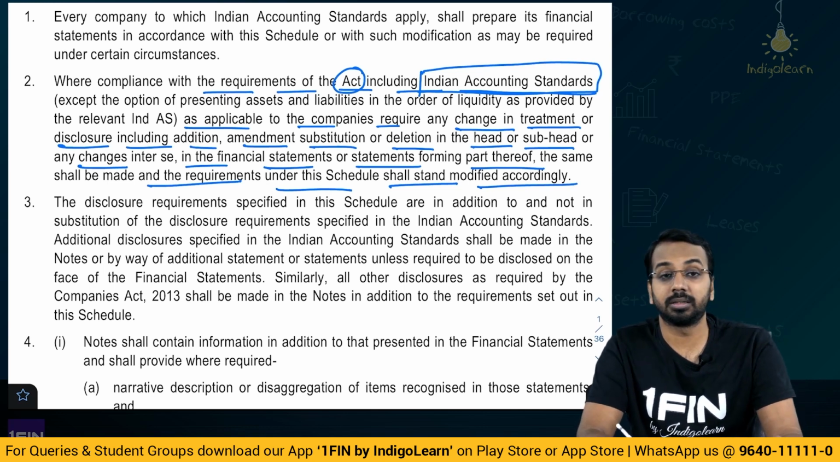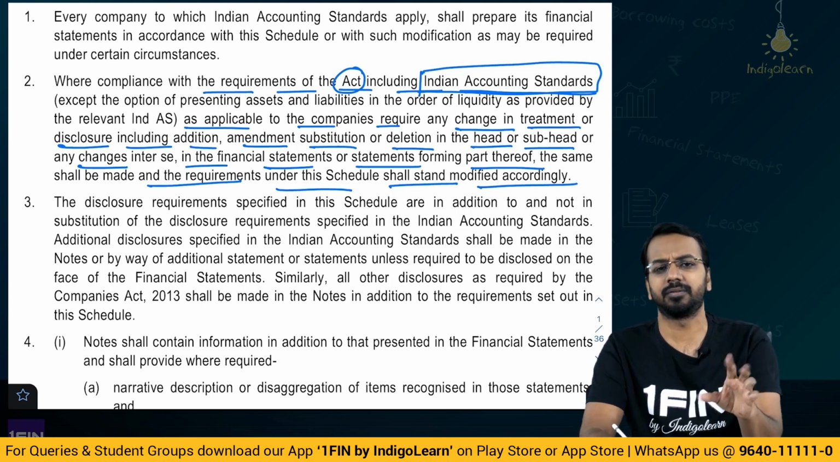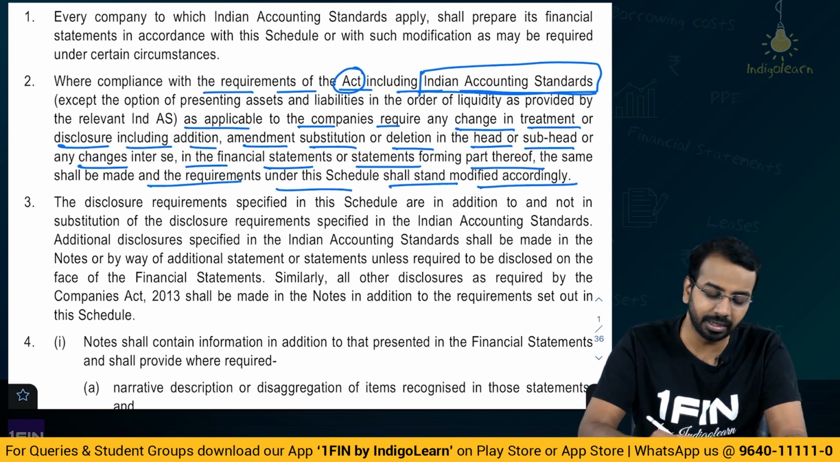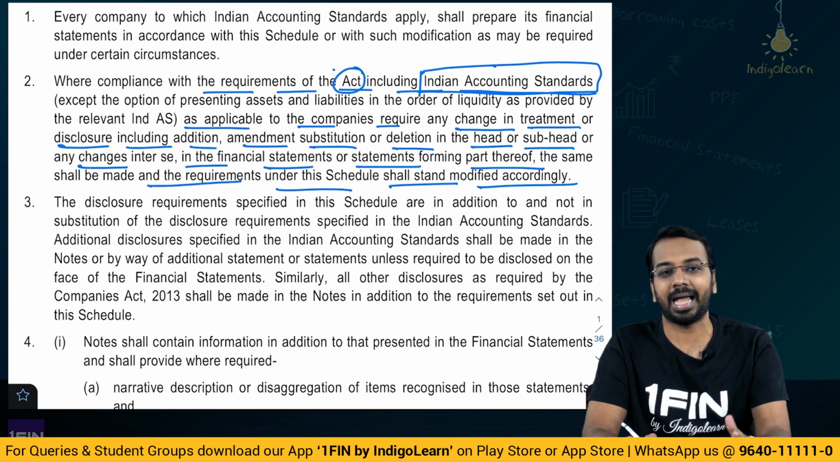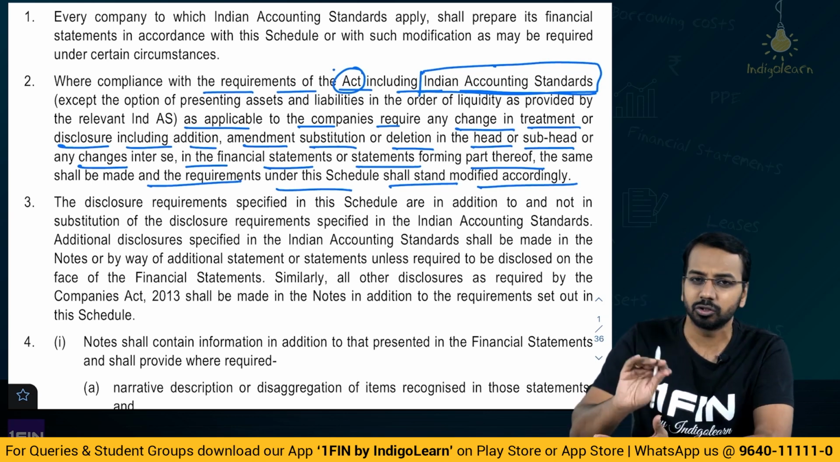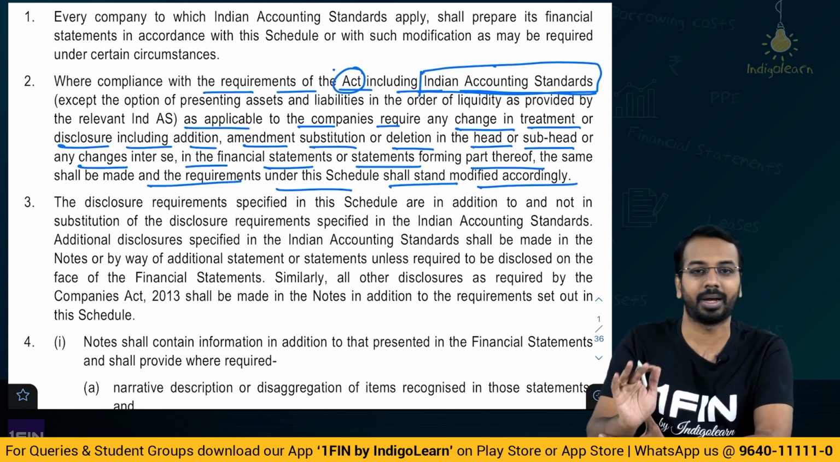So what does this mean? This basically means that if the Act gives a different treatment, or for compliance with Ind AS you have to present it separately, or there are some additional disclosure requirements, then while complying with the Act and Ind AS, you will follow what is given in the Act and what is given in the Ind AS rather than sticking to this Schedule 3 format. So to that extent, the Schedule 3 format will stand modified automatically, right?